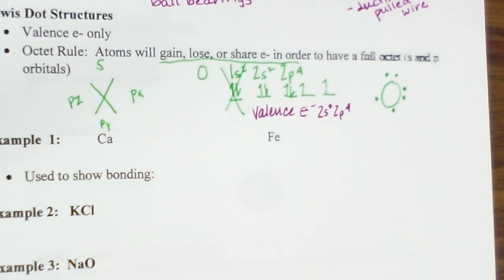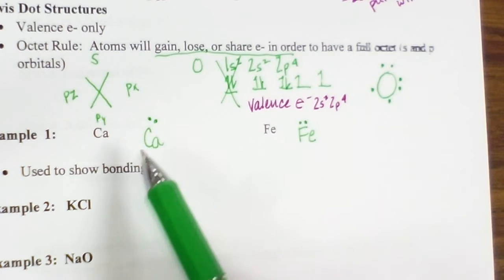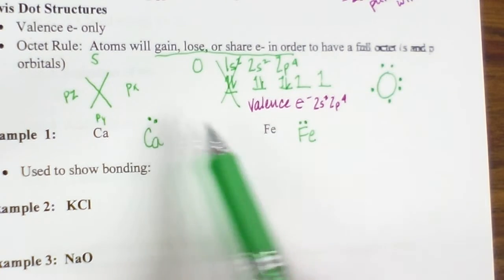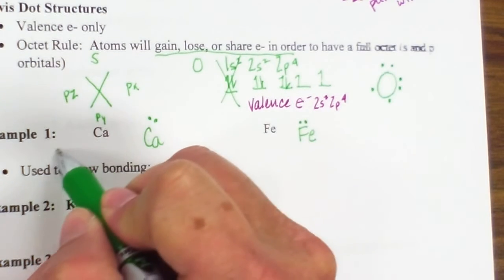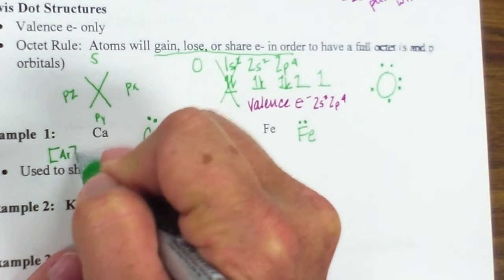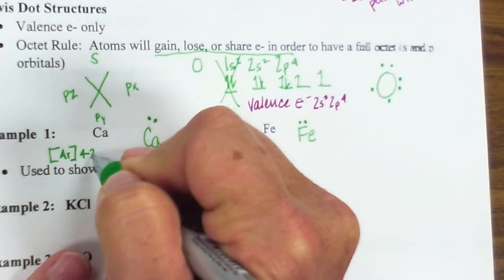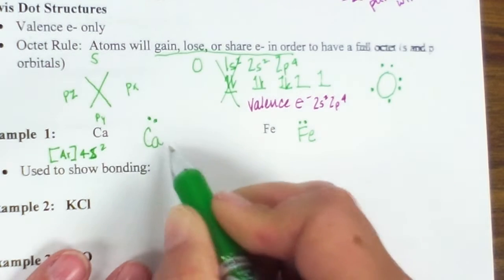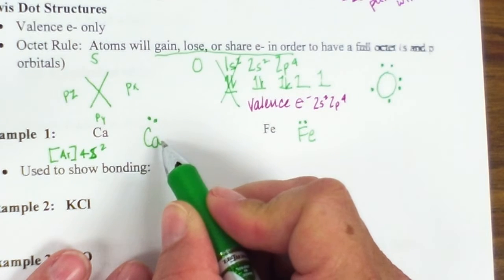So if you look at calcium, to figure out how many valence electrons there are, just look at the periodic table. All you need are the s and p's. So you just look at the periodic table and count the number of s and p's for calcium. My calcium would be argon, right? And then 4s2. So there's my 4s2, 2 electrons.